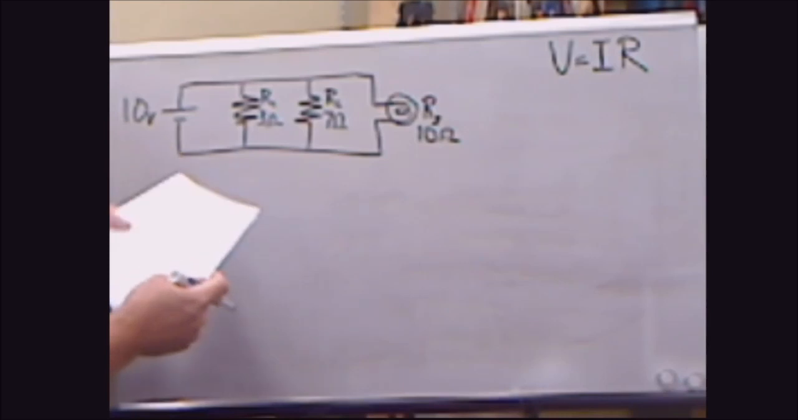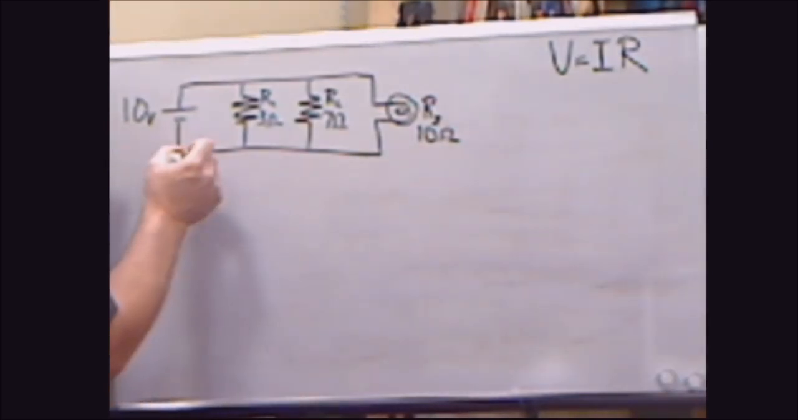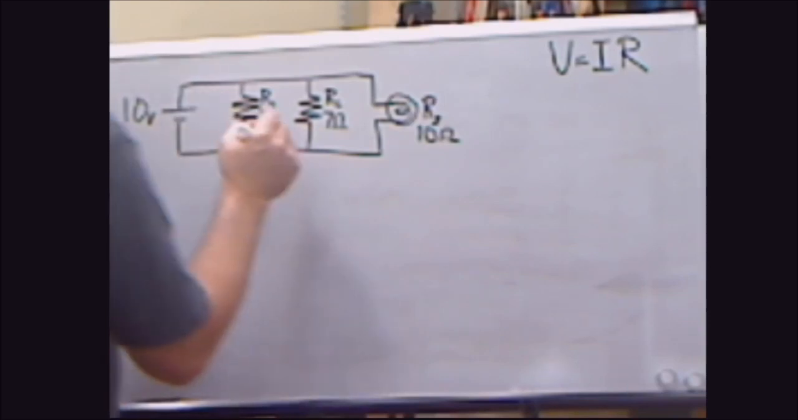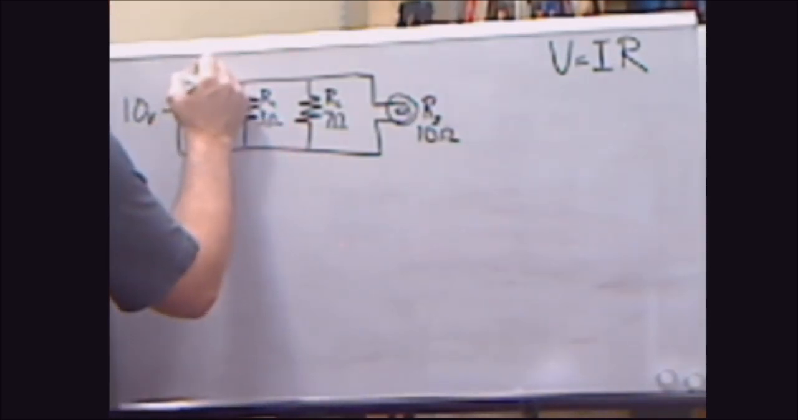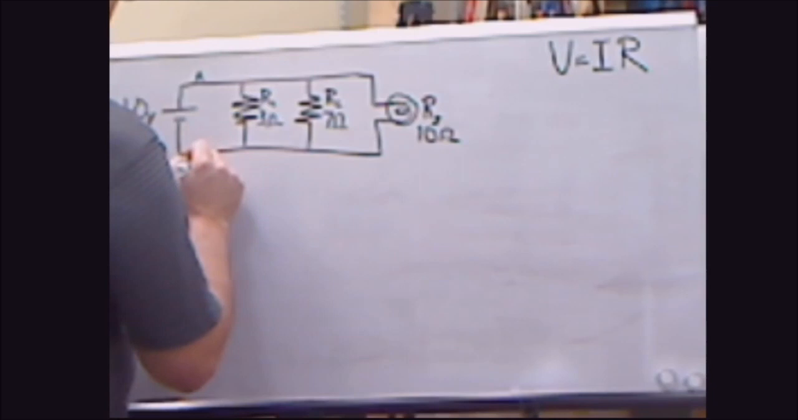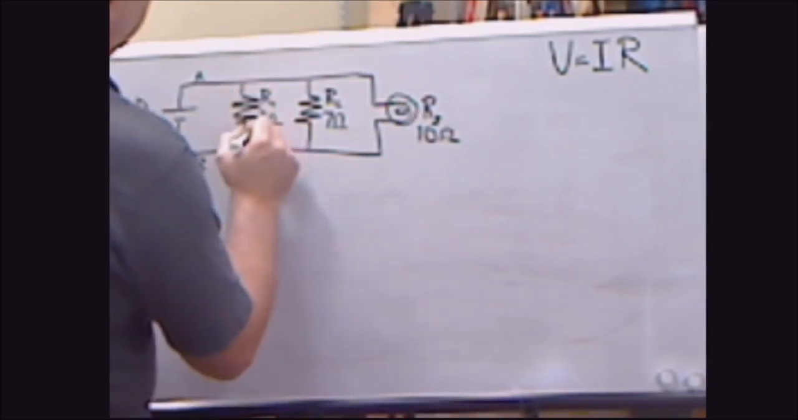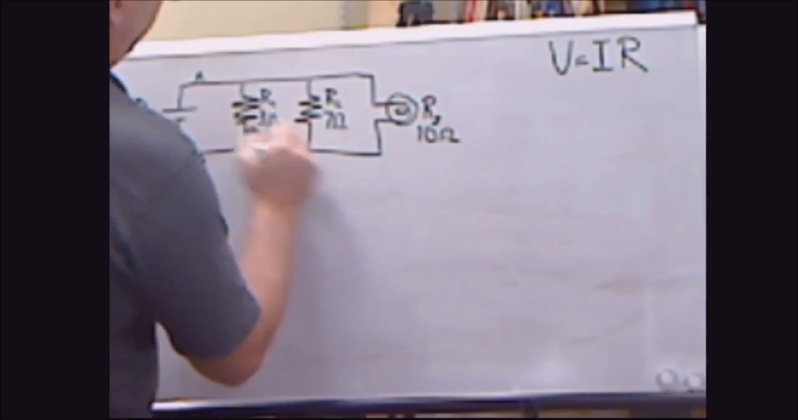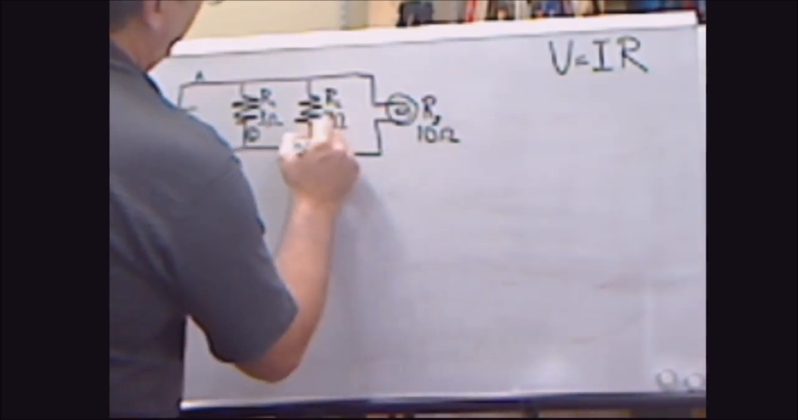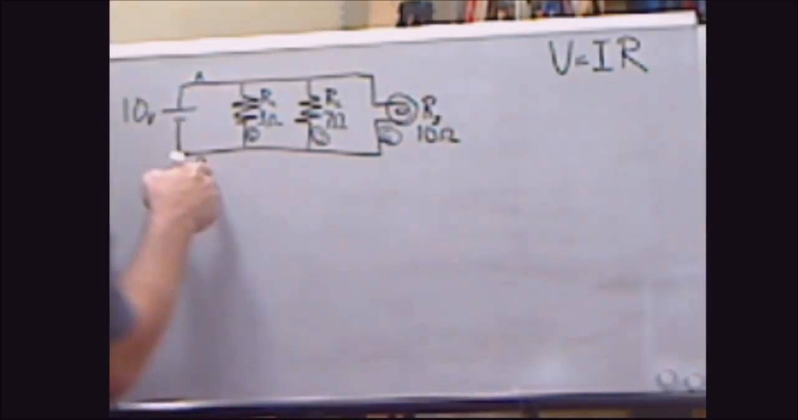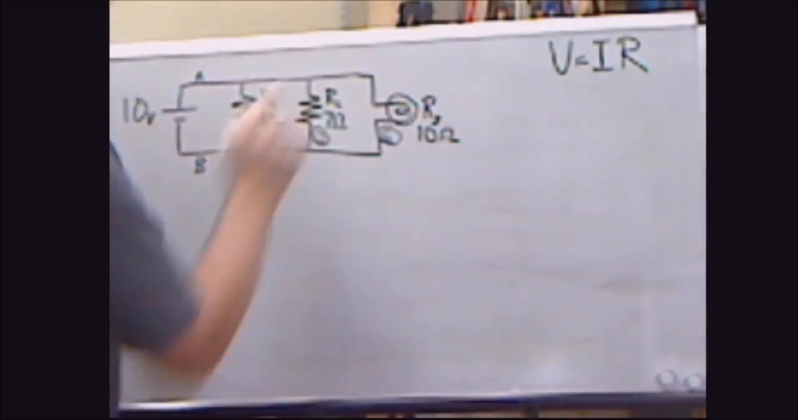And we want to figure out the current here. What we need to do is label these places. So I'm going to call this A and B. And then I'm going to call this C and D and E. Because we want to find out the current that's going to go through each of those branches.